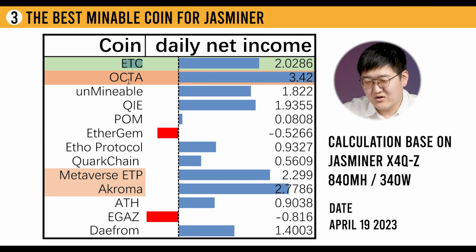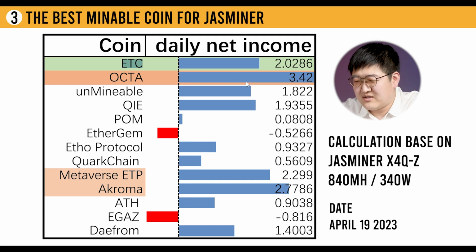And our favorite OCTA token is currently at $3.4 per day. Once again, with these altcoins, the network hash rate may be rushing in and the coin price may be falling down, so the daily mining income could have a huge difference. This is the calculation until April 19th, okay? OCTA is earning $3.4 per day, and I'll go to Unminable later.